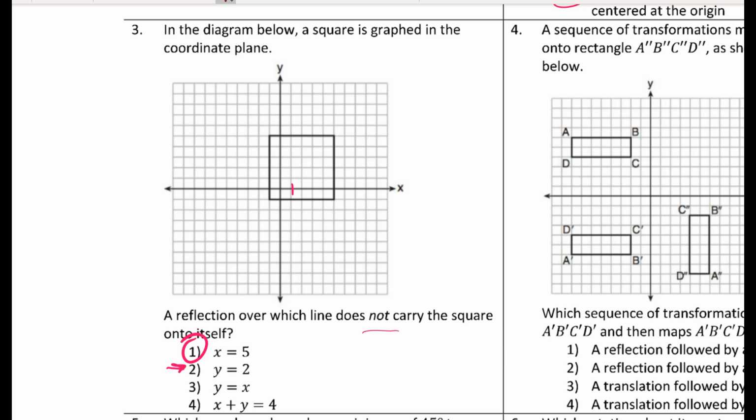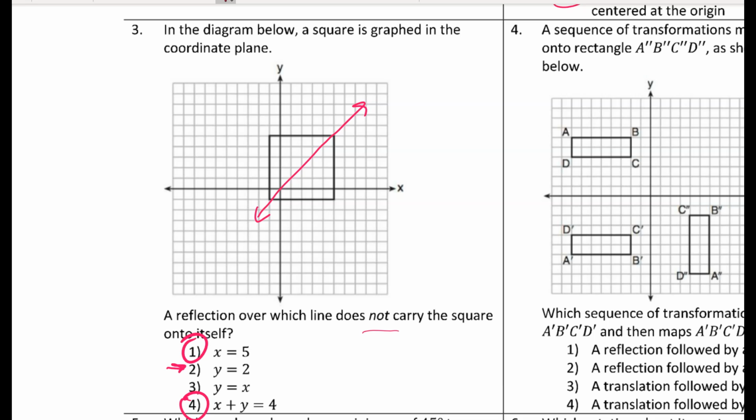But if you wanted to check a couple more of them, y equals 2 is just going up 2, that's the horizontal line there. And that's a line of symmetry for the square. So if I fold it over, this side is going to land on this side, and so on. For y equals x, that's that diagonal line that goes straight through the origin, where all the x and y values are the same. So that is also a line of symmetry along the diagonal.